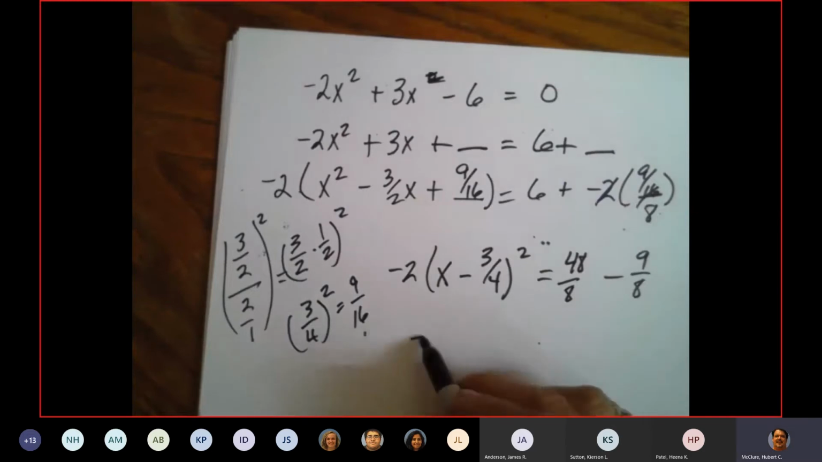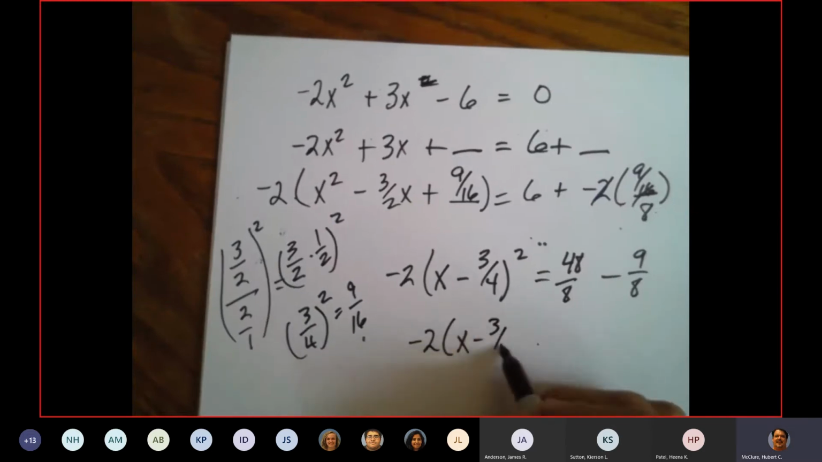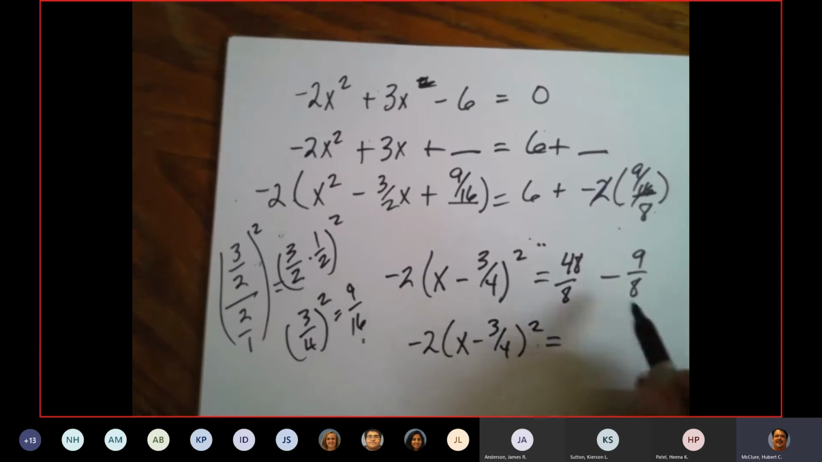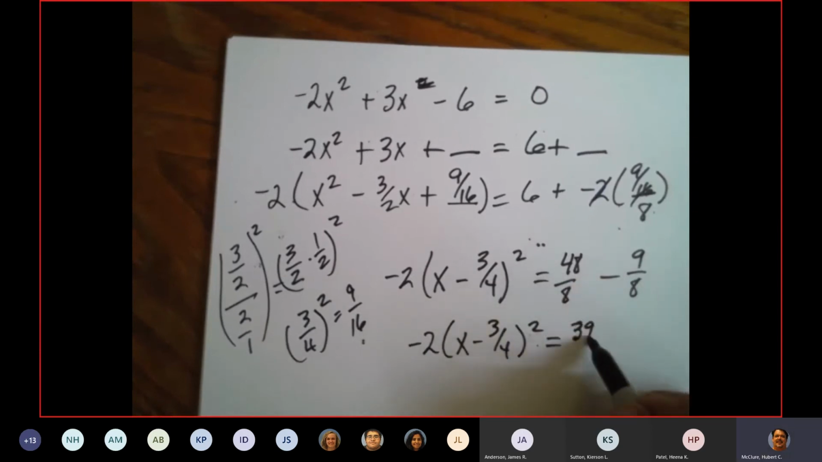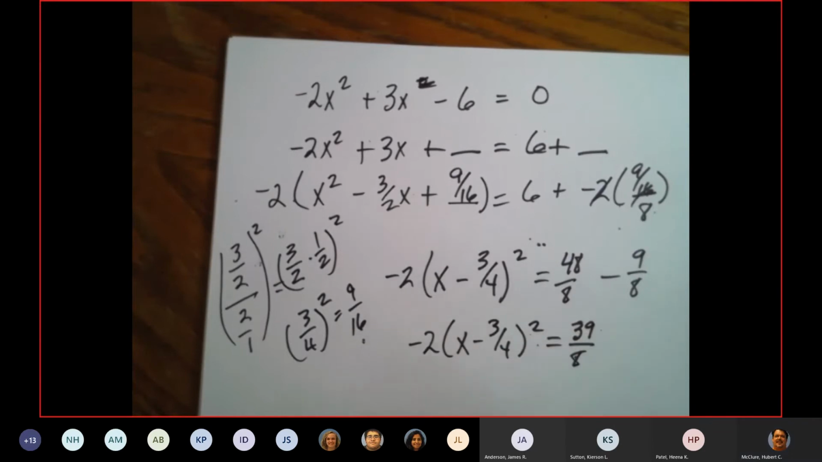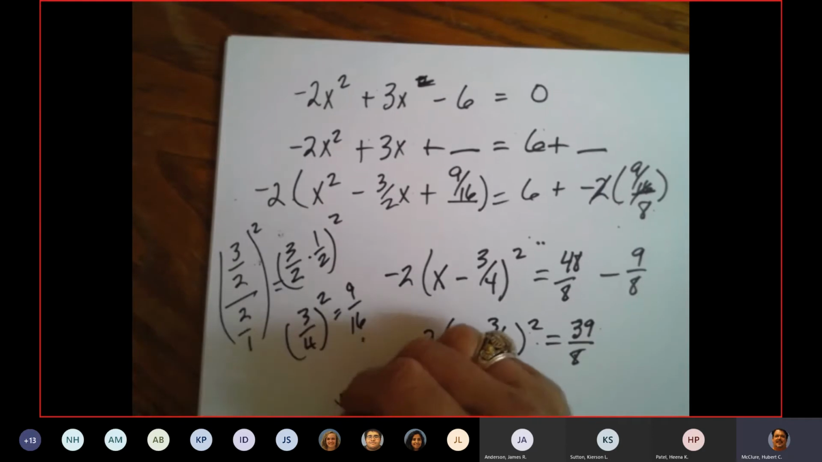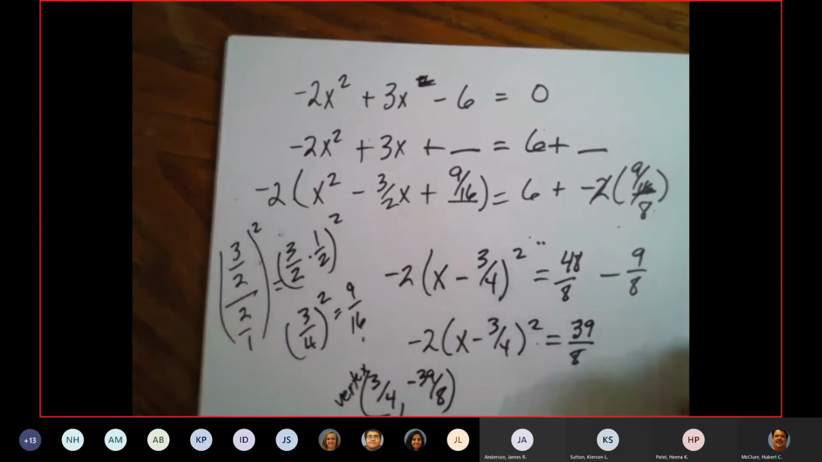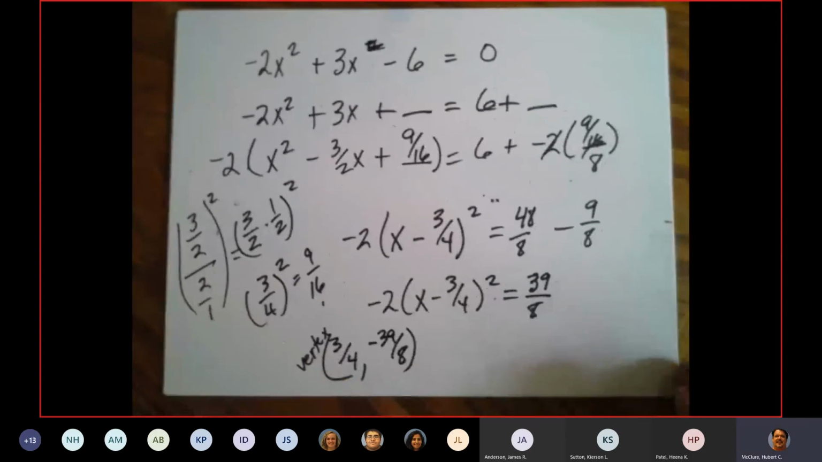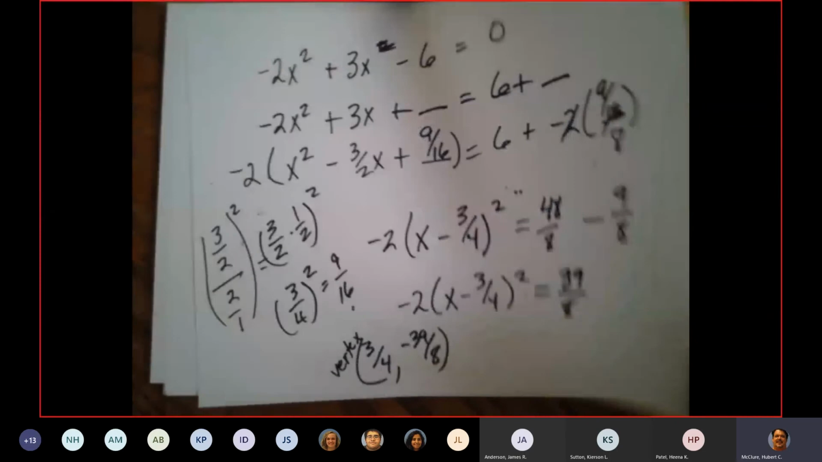And that's going to be negative 2 times x minus 3/4 quantity squared is equal to 48 minus 9 is 39. 39 over 8. And now we've got a vertex of 3/4, comma, negative 39/8. We'll worry about those decimals in a minute. That's our vertex. And we're going to solve it on the next page. I'll put this back over in just a second.